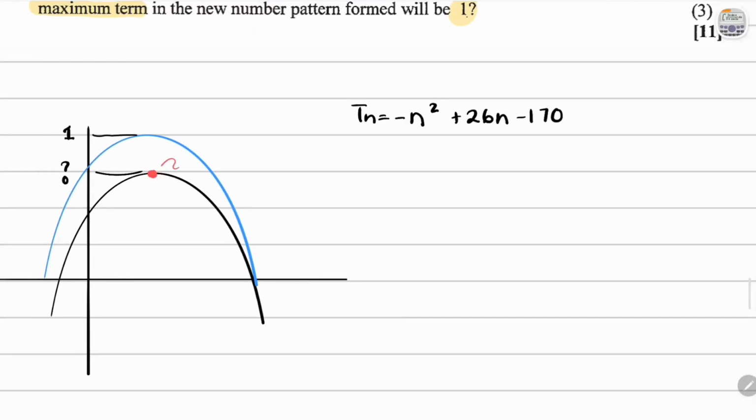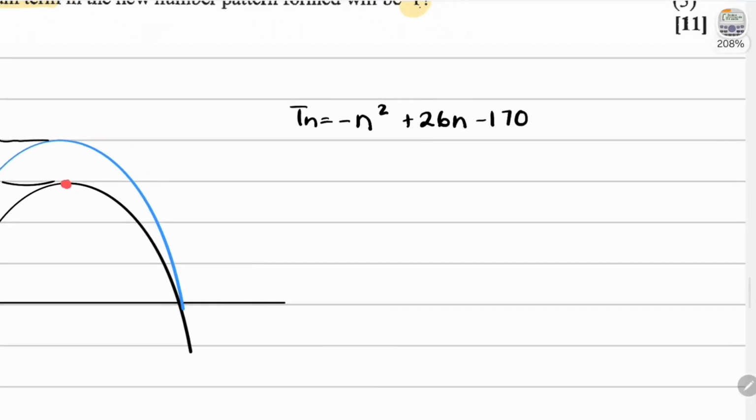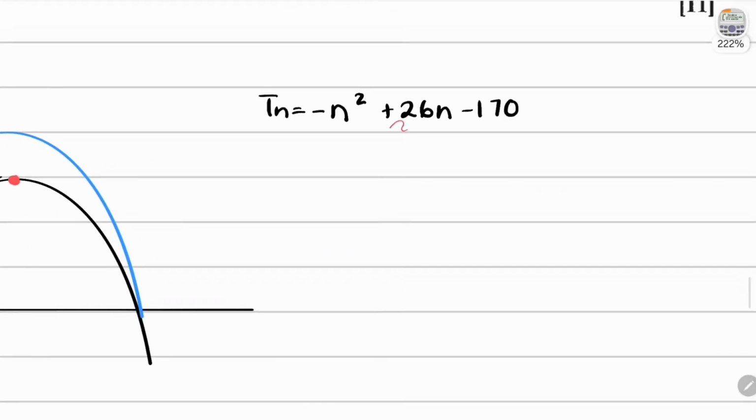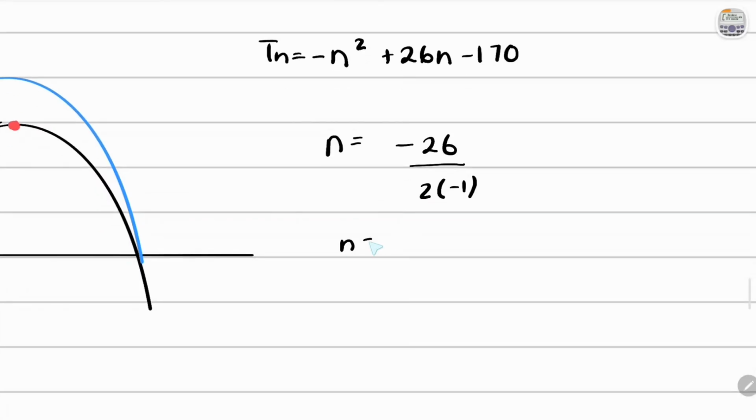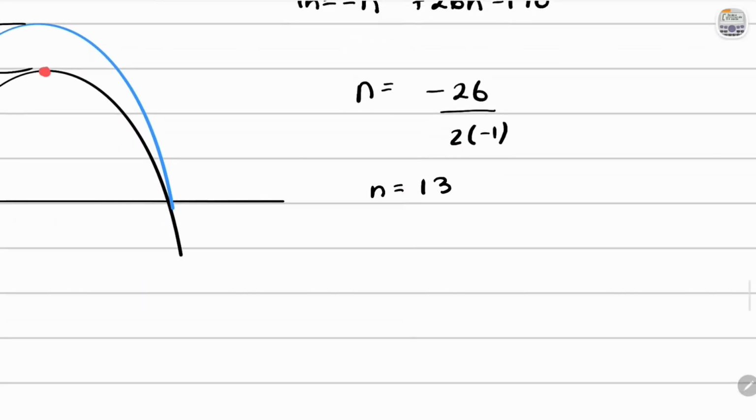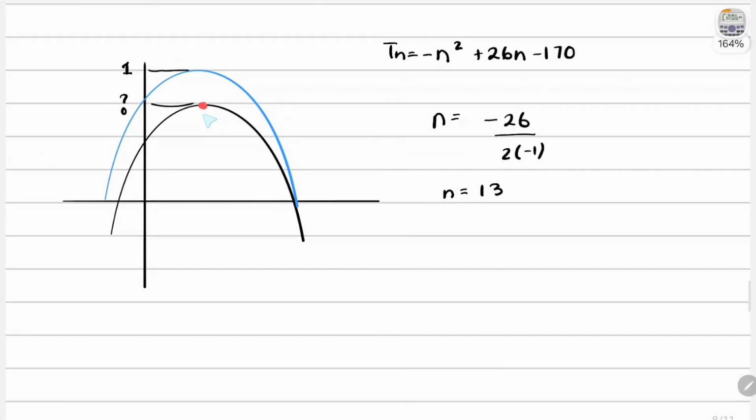We can find that maximum by finding the turning point of the parabola. You can use negative b over 2a. You can also derive this and that will be fine, but I'll use negative b over 2a. So n equals negative b, and the b value is 26, over 2a. So a is negative 1, and that's negative 26 divided by negative 2, which is just going to be positive 13. So we know now that the maximum occurs at n equals 13.